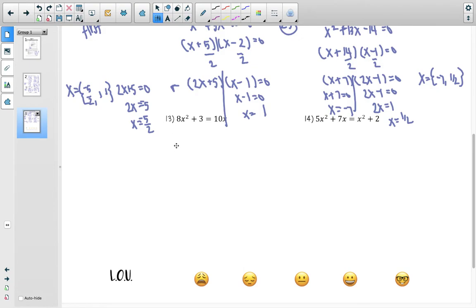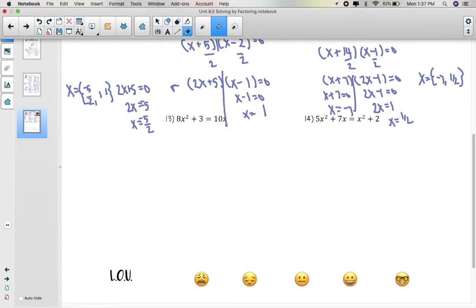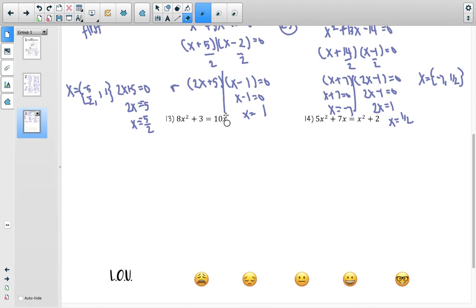All right, now that you unpause the video, we're going to go through this. Although you can't see it, let me erase it. Okay, there's a 10x there. We need to move this over because that x squared has to stay positive. It absolutely has to. So we subtract the 10x over from both sides.